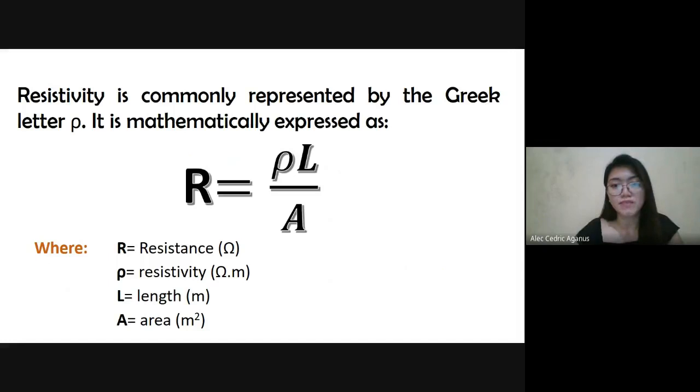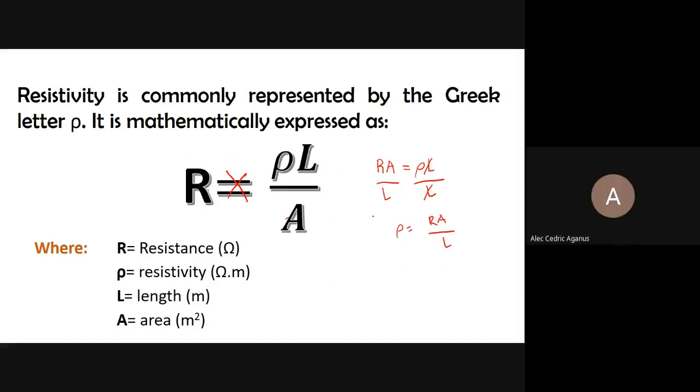We have R is equal to resistivity times length over area. Just cross multiply. So we have R times A, that is RA, is equal to resistivity times length. Since we are looking for the resistivity, divide both sides by length. Cancel length to length. Now we have resistivity is equal to RA over L. This will serve as our equation for the problems presented.